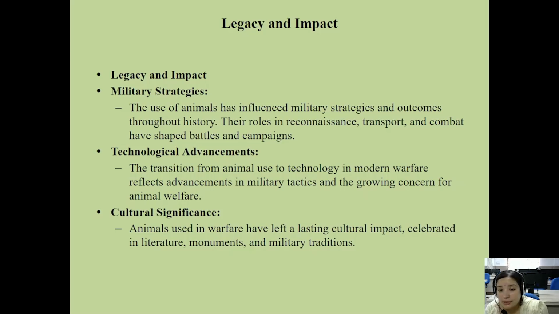advancement in military tactics and a growing concern for animal welfare, because animals should be treated like humans, not inhumanely. They have feelings, they have emotions, and they are living beings with life. So treat them like humans, not only as animals. Cultural significance is there. Animal use in warfare has left a lasting cultural impact, celebrated in literature, monuments, and military traditions.